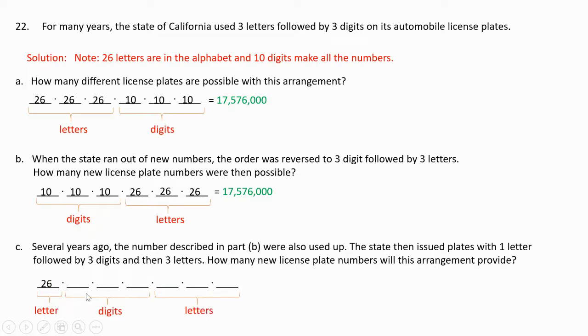So again, 26 in order, and then 10 times 10 times 10, and 26 times 26 times 26. So imagine, guys, by adding a single letter, look at the difference from part B. This was something like 17 million and a half. Here we have 456 million and a little bit more. So imagine, guys, by adding one letter to the plates, look how many plates we got extra.